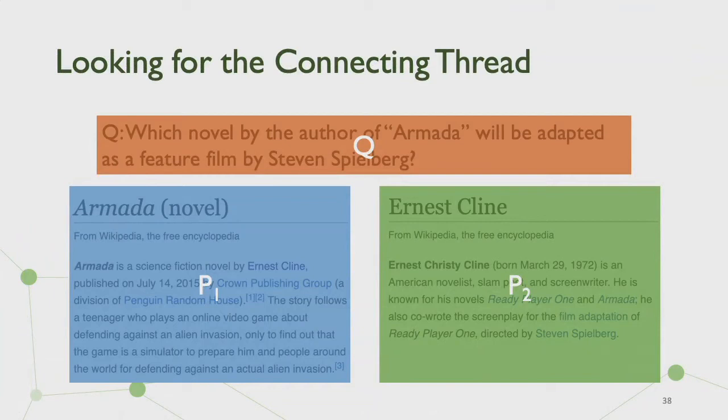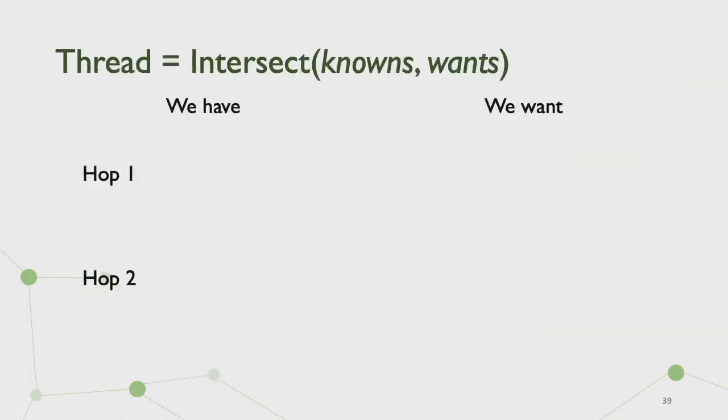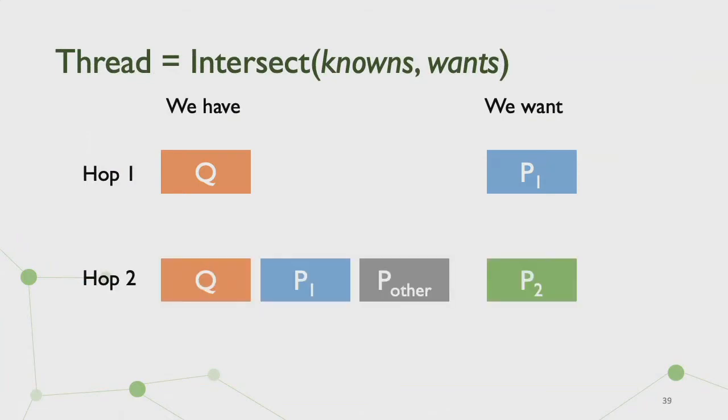Let me tabulate a little bit of what we have. I'm going to argue that there's a simple observation that this thread is usually just an intersection between what we already have and what we're trying to look for. So for example, in the first hop of reasoning, all we have is a question, and we're trying to look for the first paragraph. In hop two, we have the question, we have hopefully retrieved paragraph one along with some other top search results, and we're looking for paragraph two.